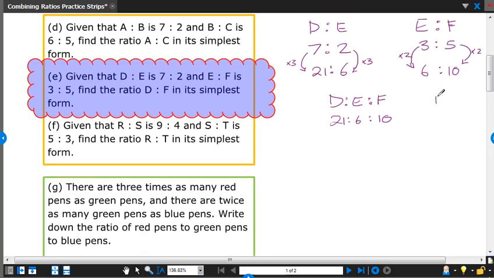Okay, so D to F is 21 to 10. There are no common factors, so that's it. Done.